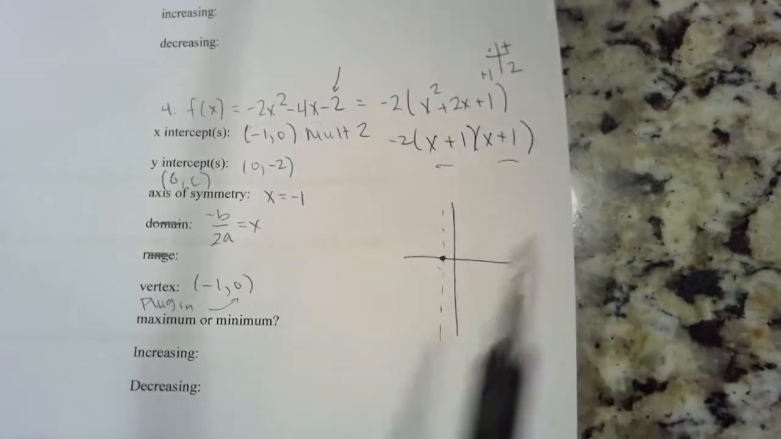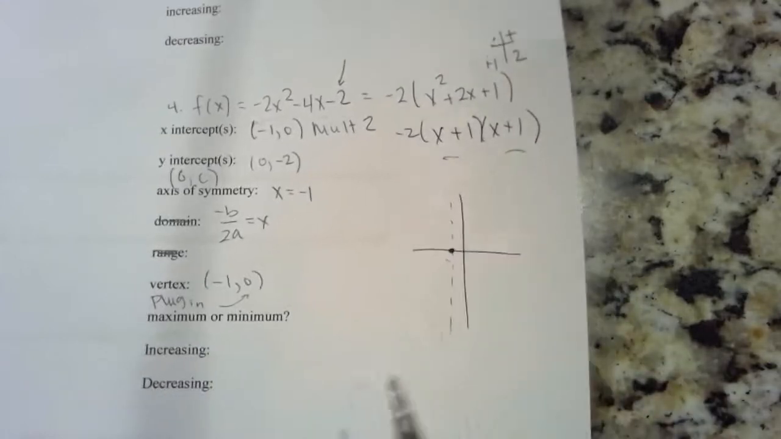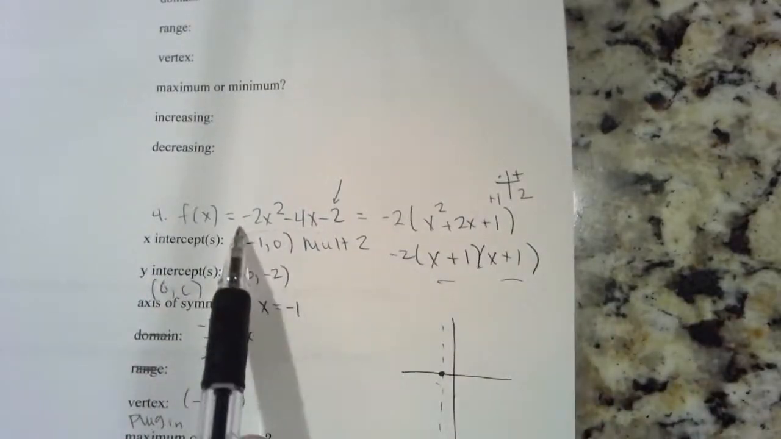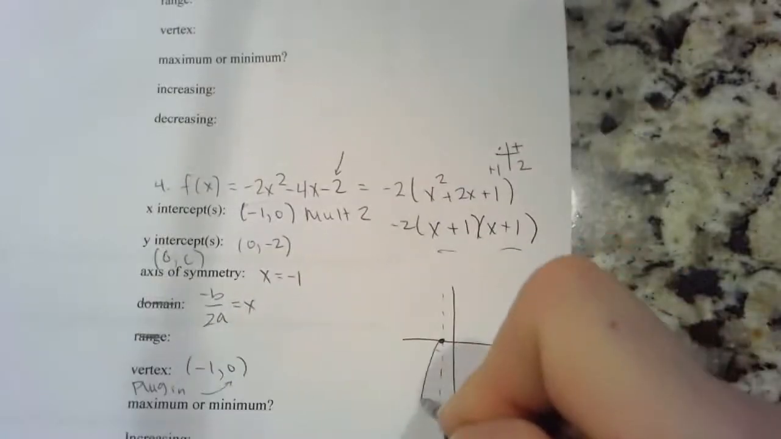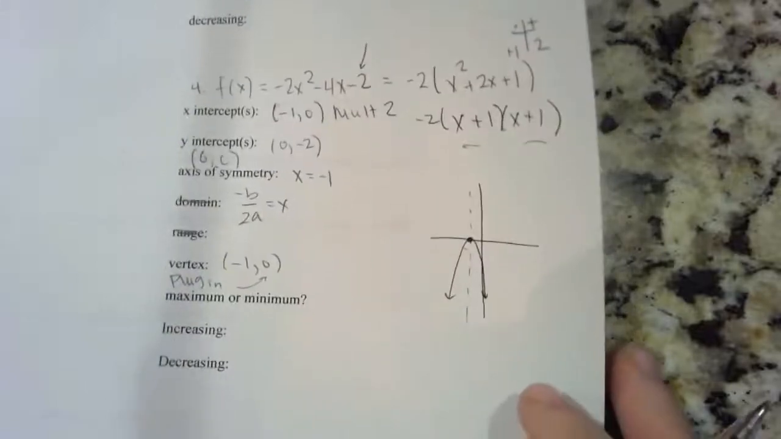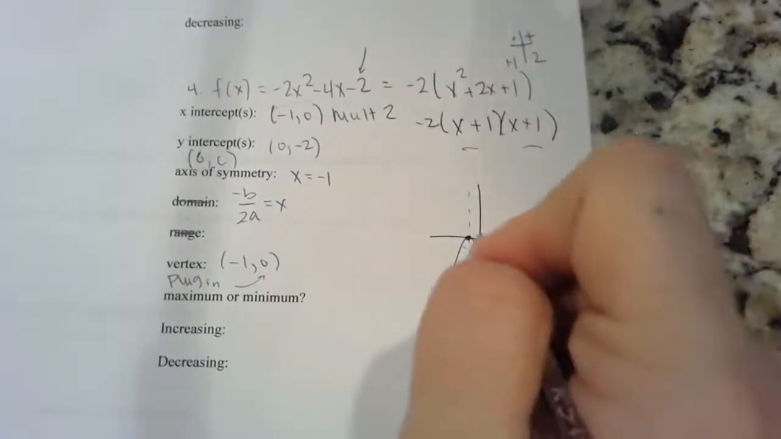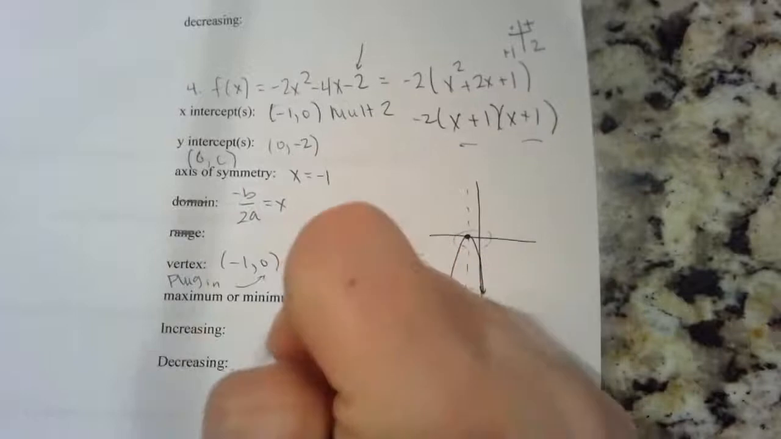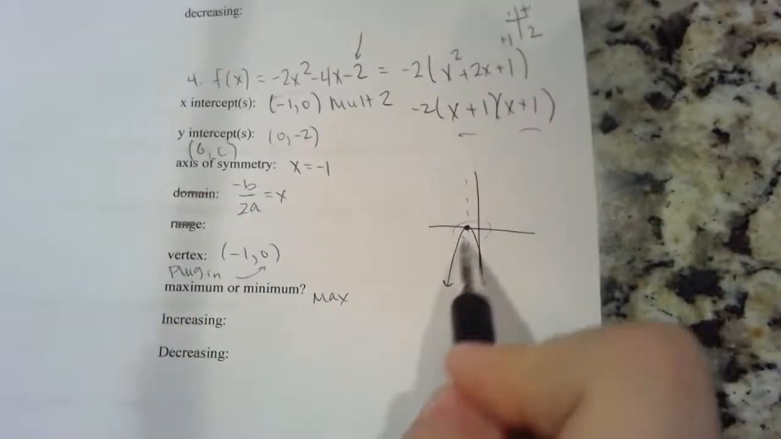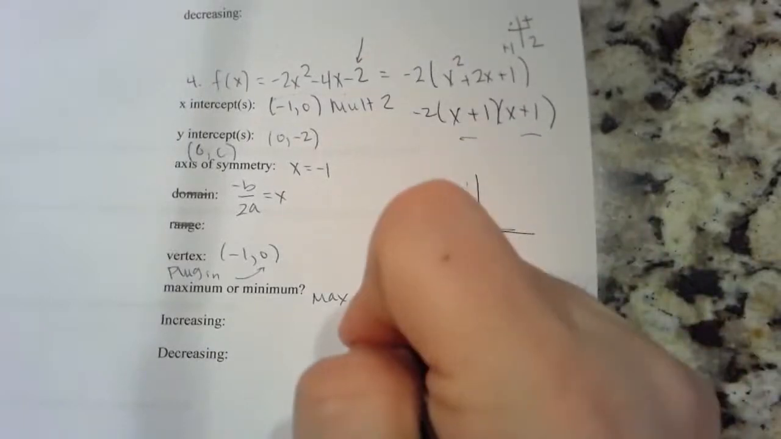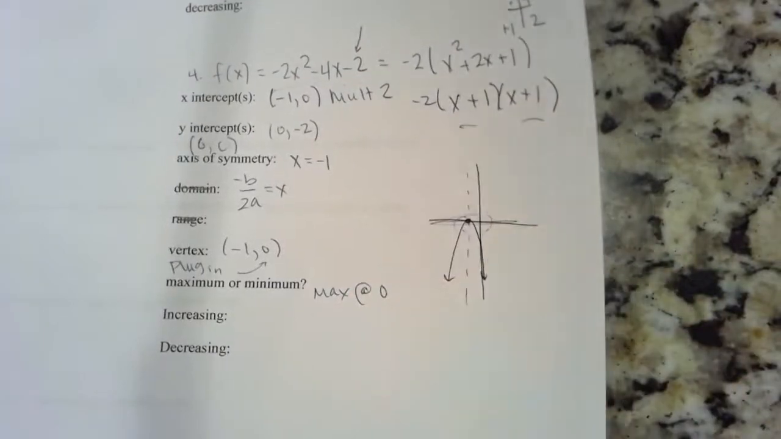All right, now, how do I know if it's a maximum or a minimum? Well, you need to know if it opens up or if it opens down. So looking at this equation, the -2 indicates that the graph should be opening this way. So the graph is opening down, which means this point right here is a maximum. And the maximum value is the highest y value, which in this case is at 0.